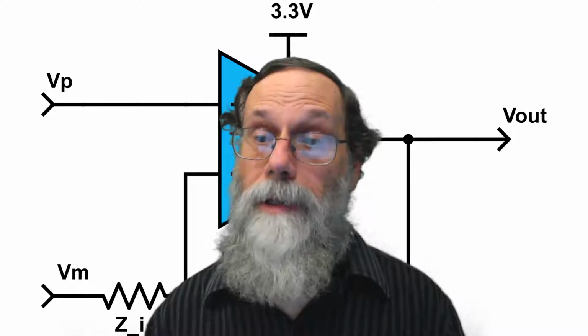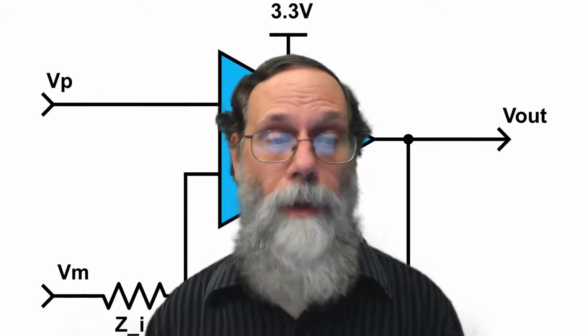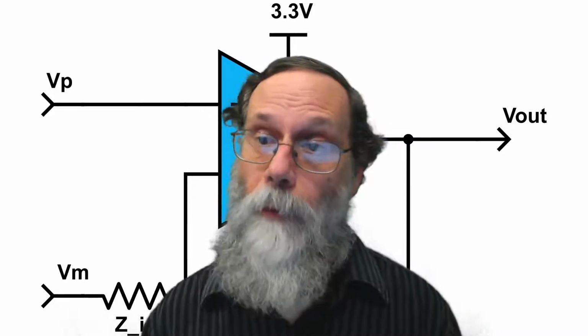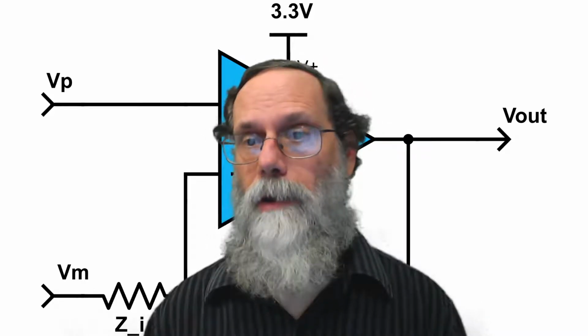This video is a demo for the Sampling and Aliasing lab. It corresponds to Lab 3, Sampling and Aliasing, which is Chapter 14 of Applied Analog Electronics.